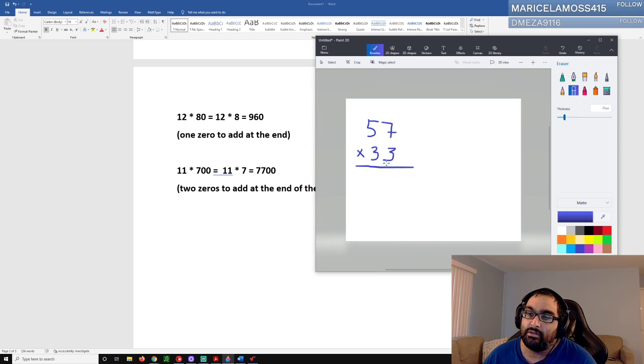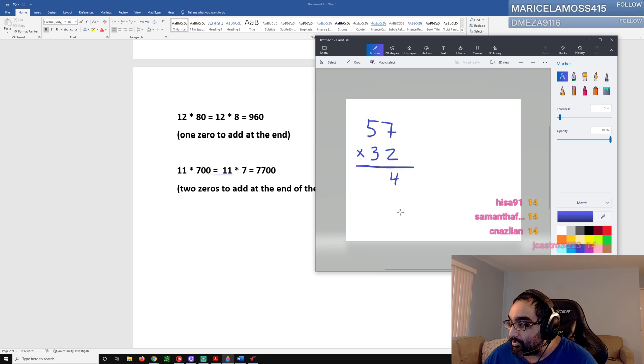Actually, you know what? I'm going to change this up a little bit so it's not super confusing. Let me change that to 32. I'm doing that on purpose so you can see what the method is with different numbers thrown in there. So I'm going to take this 32, and I'm going to take this 2 to start with. So I'm going to do 2 times 7. What is 2 times 7 here? Okay, 14.